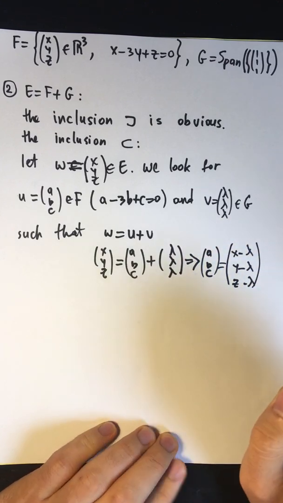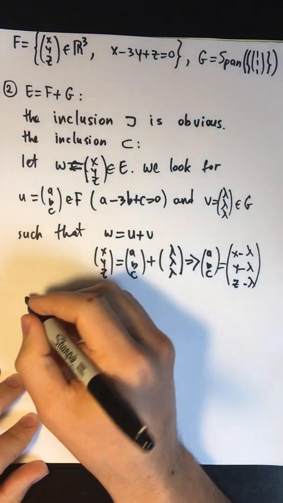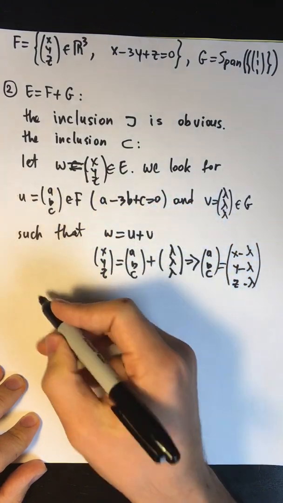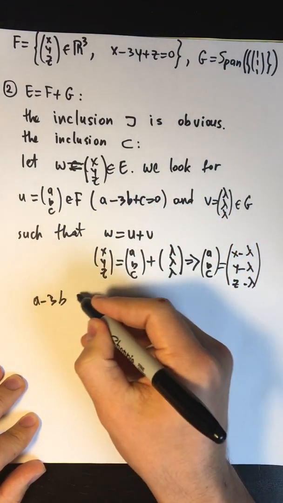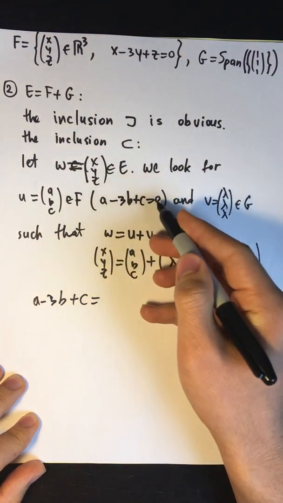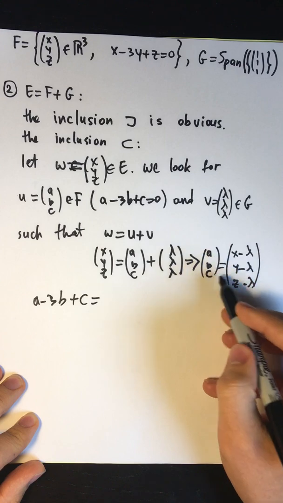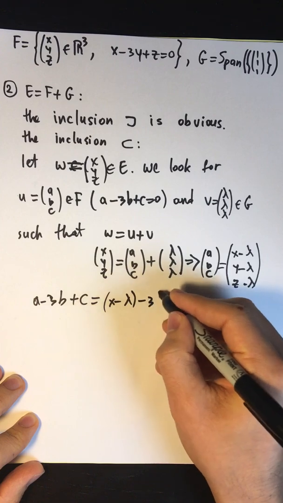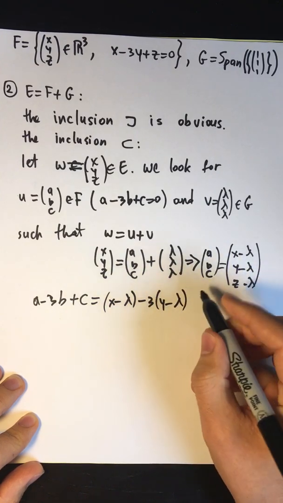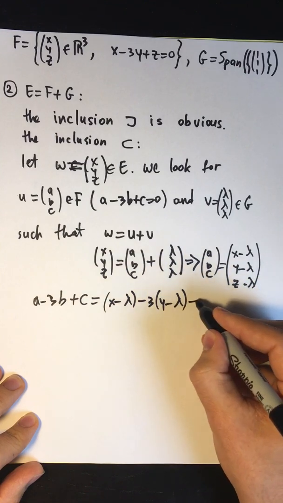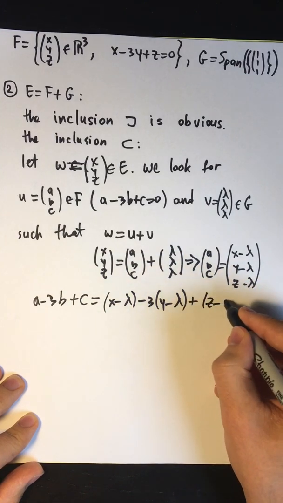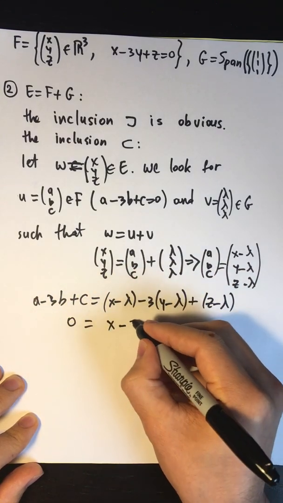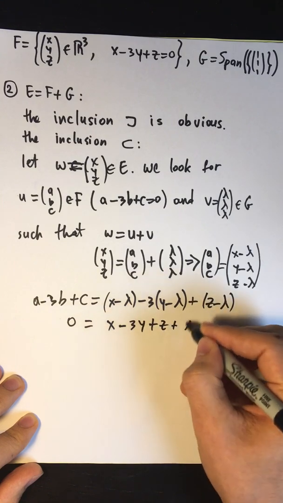Okay, and now from this I can get this one. Look, I have this condition: a minus 3b plus c is equal to 0. I know this. Because I have (a, b, c) as this one, a is x minus lambda, minus 3 times b, which is y minus lambda. I'm just inserting the values. And plus c, which is z minus lambda. And this is 0, and this is equal to x minus 3y plus z plus lambda.